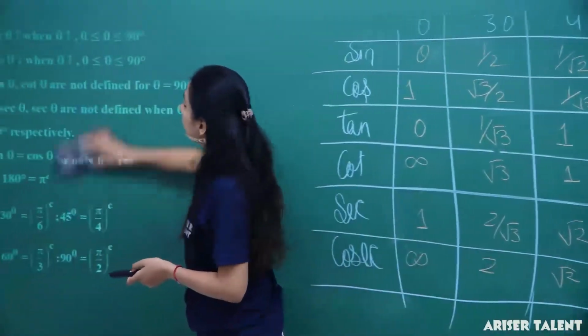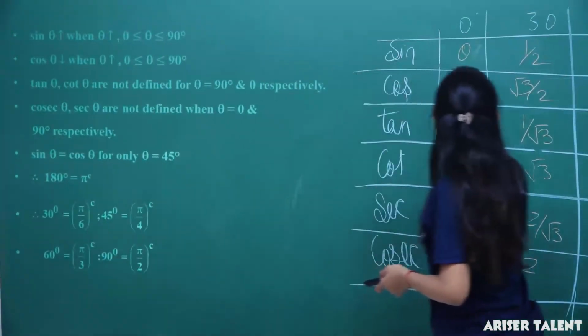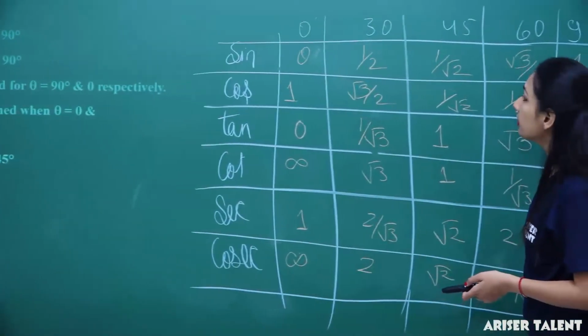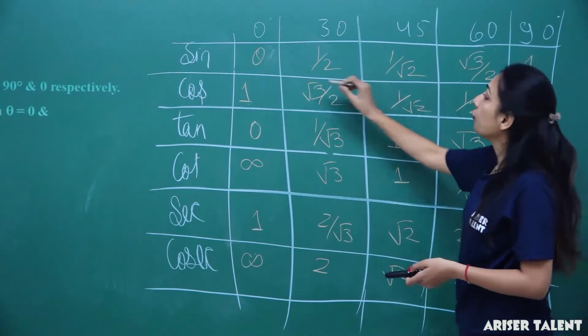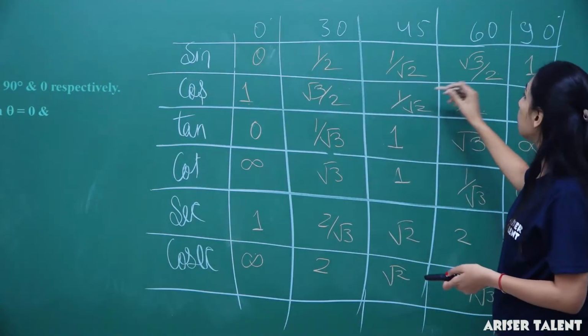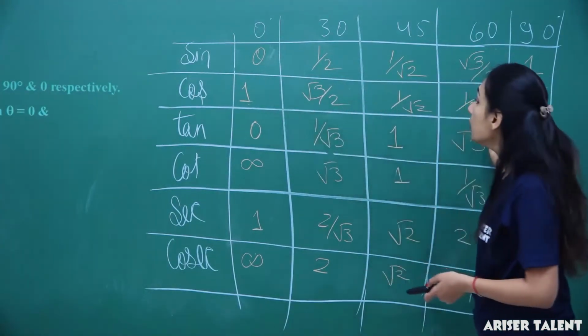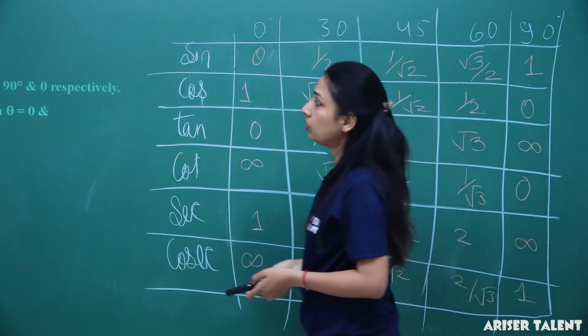Now here, if we talk about sin theta, the value is increasing. If we talk about cos theta, the value is decreasing. From 0 to 1 here and from 1 to 0 here. So these are the values.